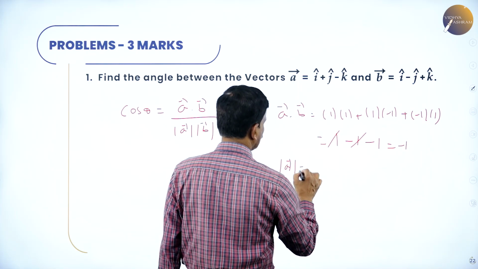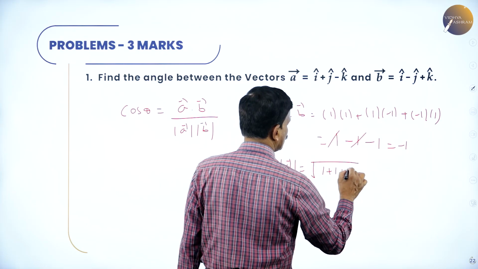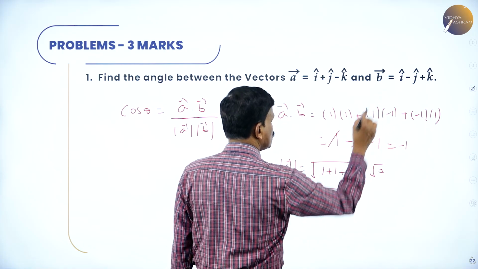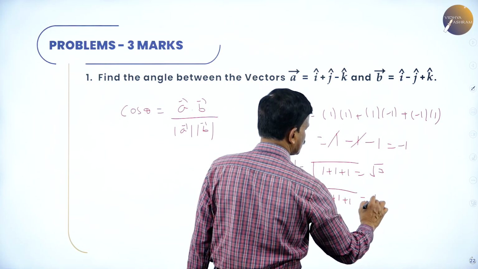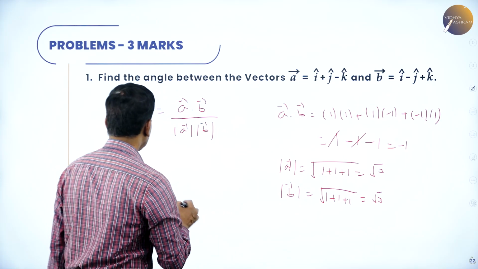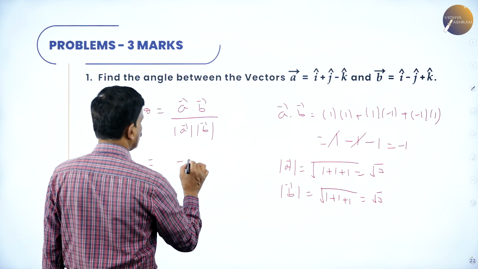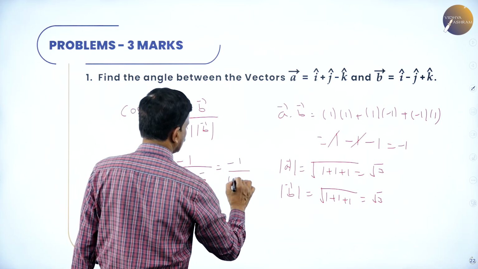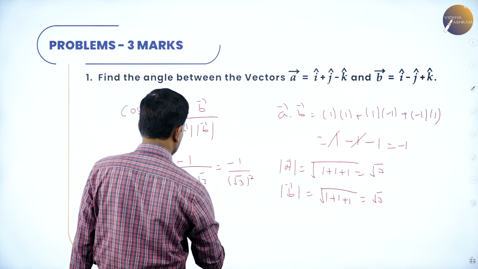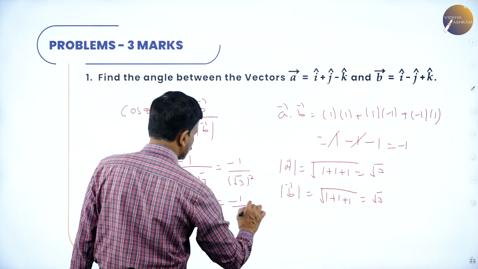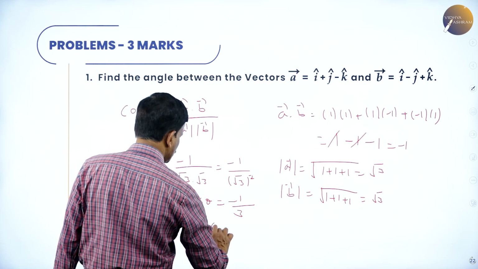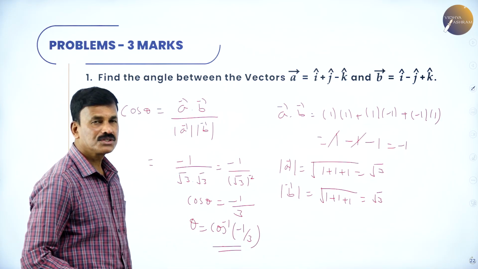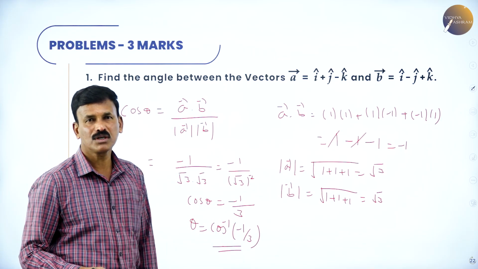Now, length of A is equal to root of 1 square plus 1 square plus 1 square, which is root 3, and similarly length of vector B is also equal to root 3. Now, A dot B is minus 1, divided by root 3 into root 3, that is minus 1 divided by root 3 whole square. Therefore, cos theta is equal to minus 1 by 3, or theta is equal to cos inverse of minus 1 by 3. That is it.